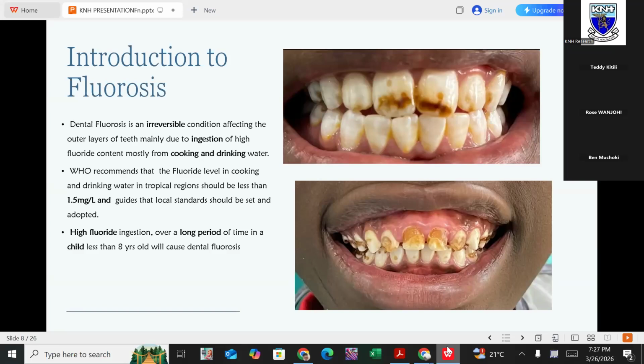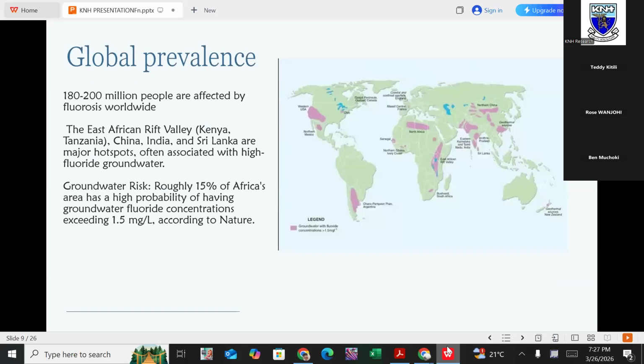Although you cannot see them, under the jaw, they have already formed. And that is why we are insisting that for a child, as soon as the mother is pregnant, they should ensure that they have safe cooking and drinking water so that we prevent dental fluorosis. Global prevalence: we are not the only one who is suffering this menace.